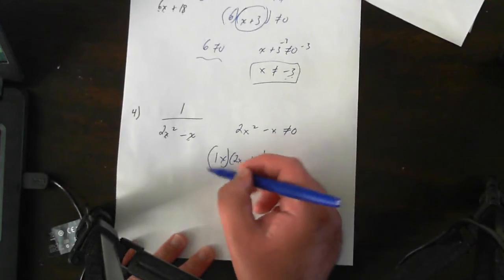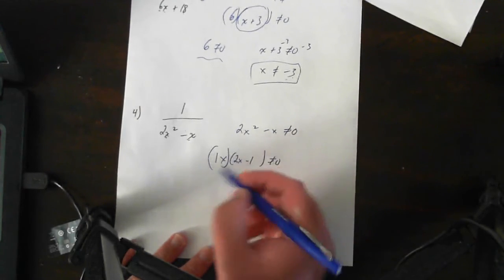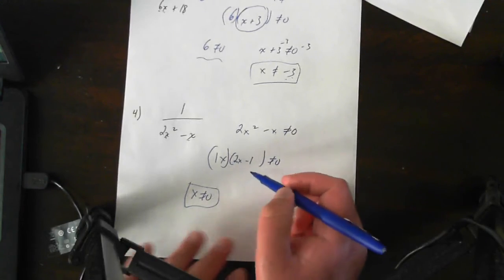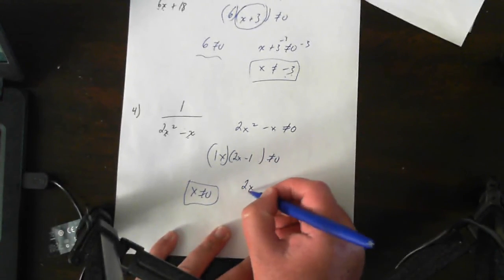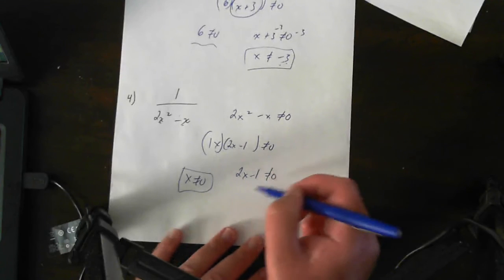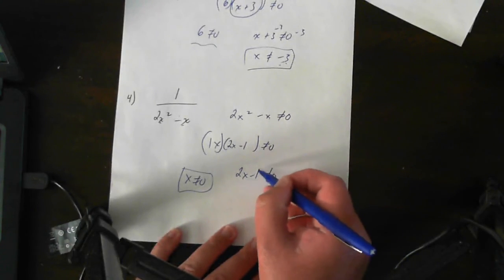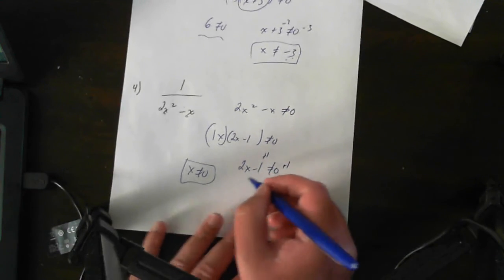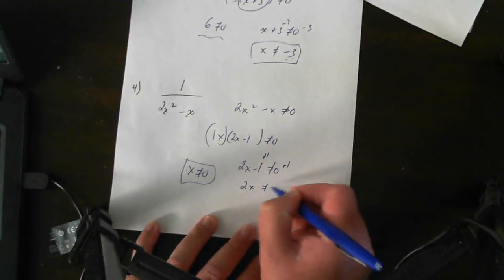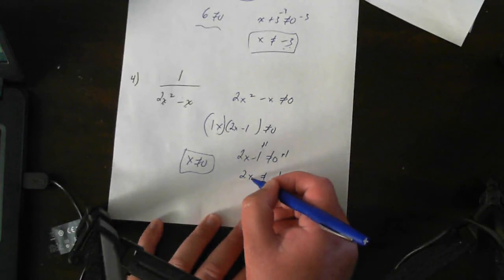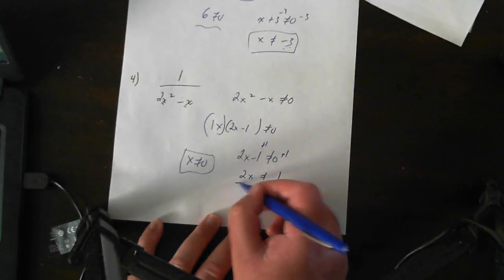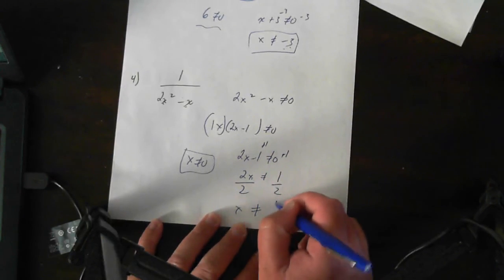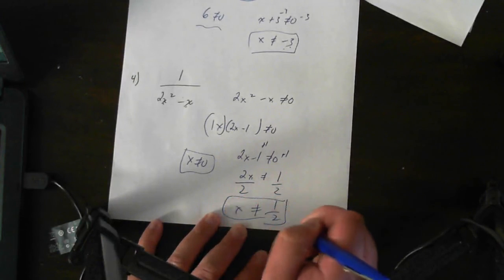So again, I've got two brackets here. The first one, set it not equal to 0. That gives me my first non-permissible value. Second one, set it not equal to 0. I need to do a little bit of work here, but not too bad. Get rid of the negative 1 first by adding 1. So that, of course, will give me 2x cannot equal 1. Now to solve for x, I would have to get rid of the 2. To get rid of the 2, I'd divide by 2 on both sides, giving me x cannot equal 1/2.